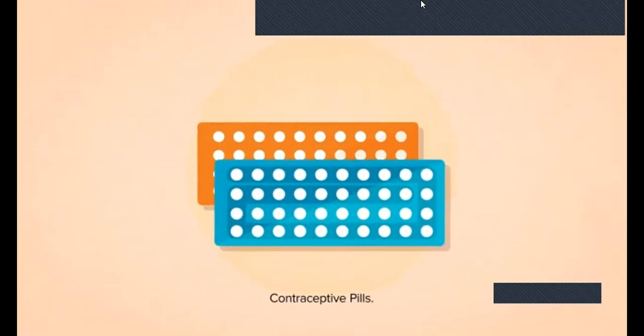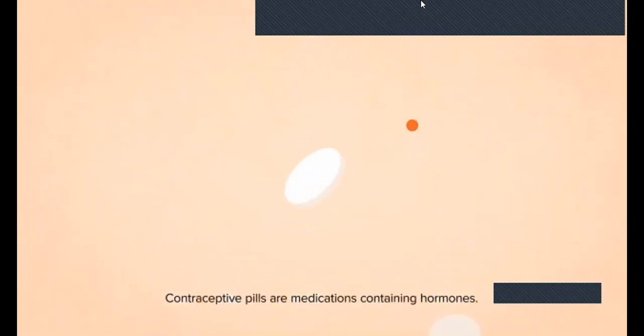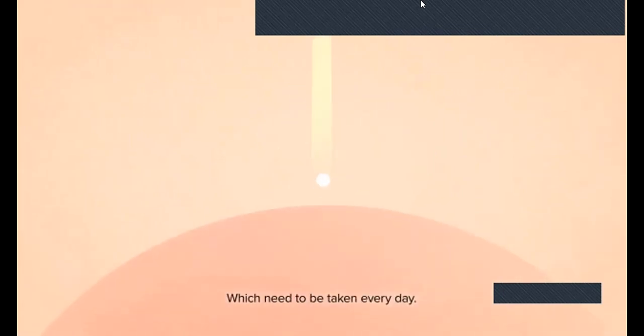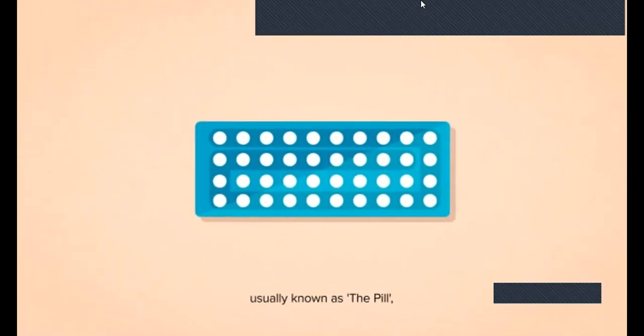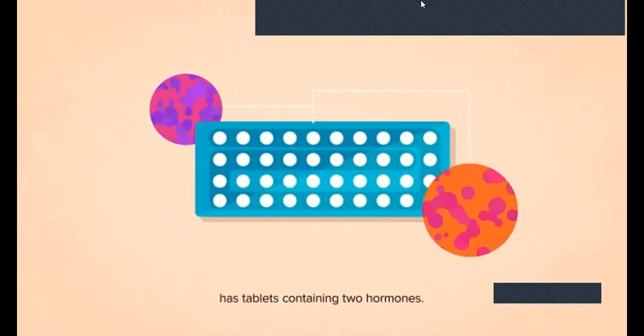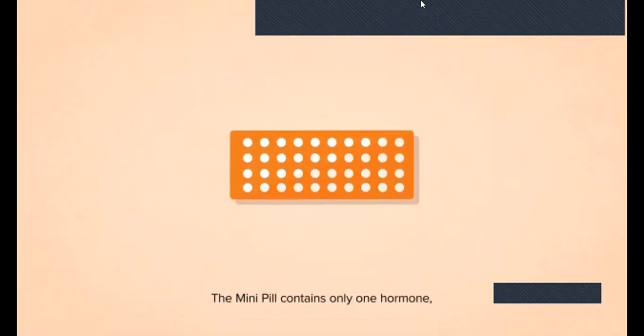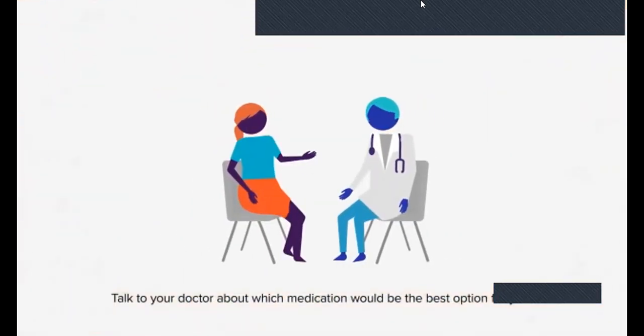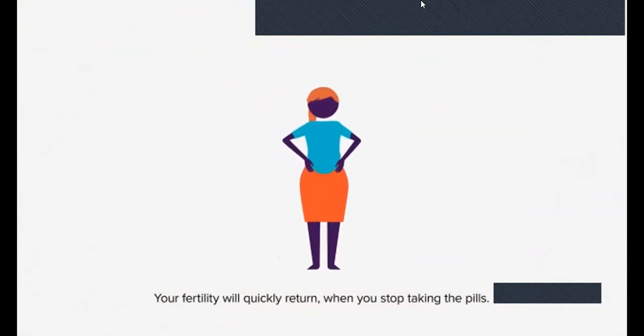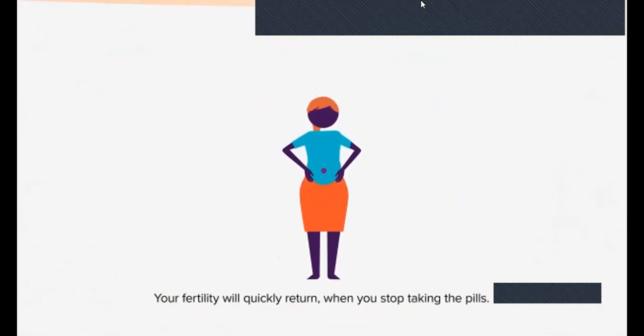Contraceptive pills. Contraceptive pills are medications containing hormones, which need to be taken every day. There are two types. The combined pill, usually known as the pill, has tablets containing two hormones. The mini pill contains only one hormone. Talk to your doctor about which medication would be the best option for you. Your fertility will quickly return when you stop taking the pills.